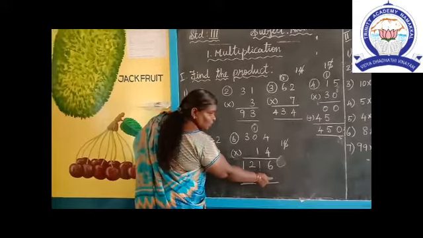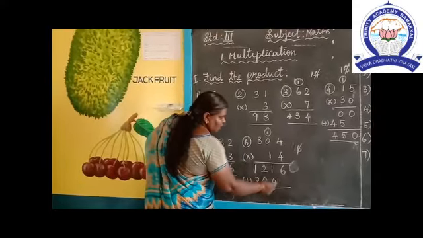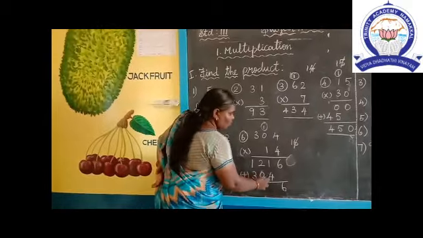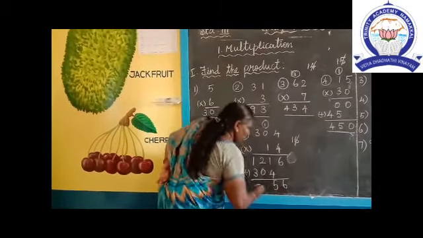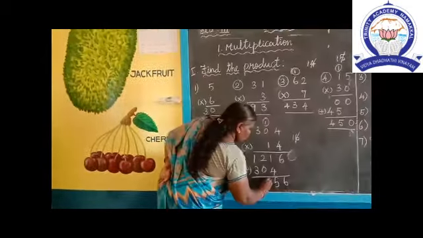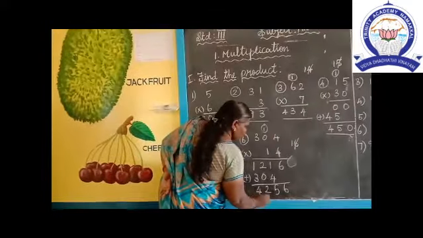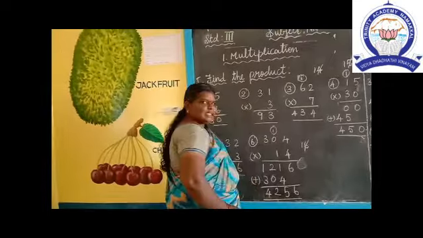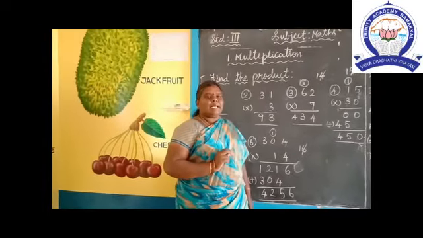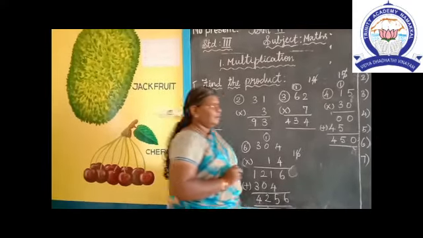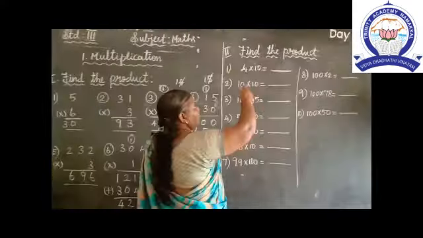Now you add these two numbers. Here there is no value, so you assume 0. 6 plus 0 is 6. 1 plus 4 is 5. 2 plus 0 is 2. 1 plus 3 is 4. Do you understand, children? Daily you say the multiplication table orally at your home. Okay children? See the next one.